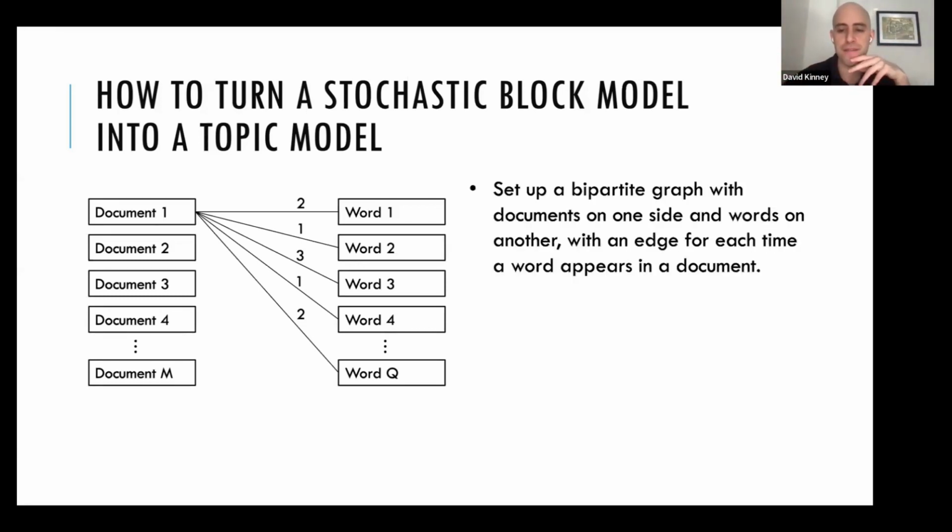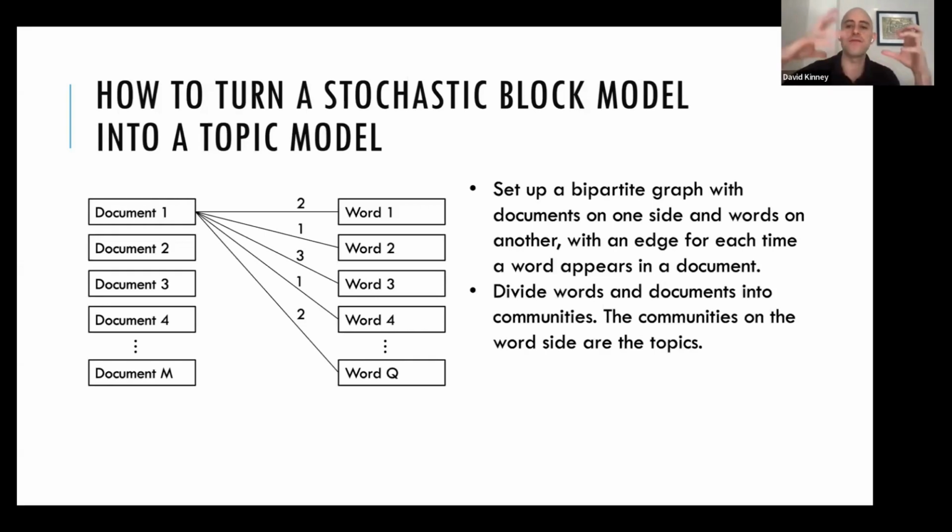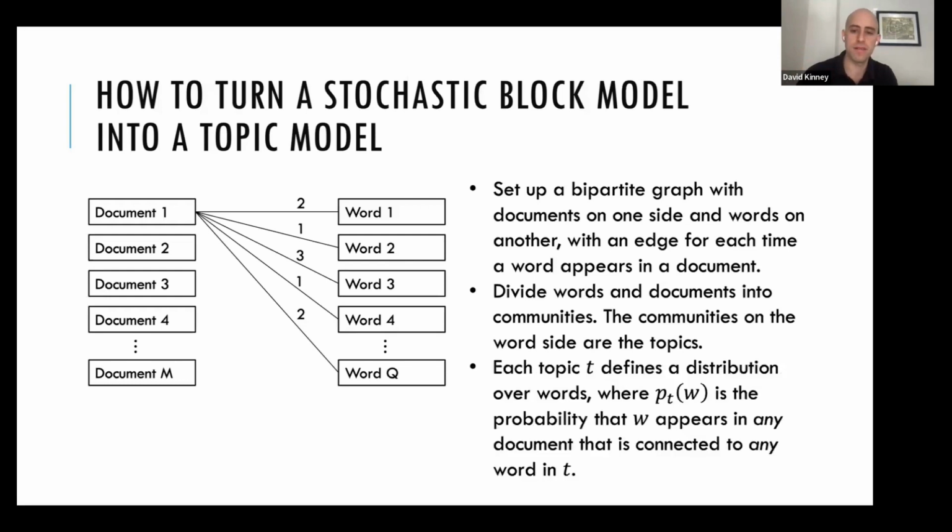So we've set up this bipartite graph, and now what do we do? Well, let's divide words and documents into communities, and we specify that, when we learn this community structure, documents are always going to be in their own communities, and words are always going to be in their own communities. And the communities on the word side of the graph, these groupings of words, those are your topics.